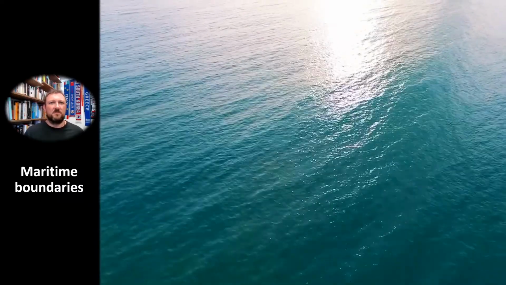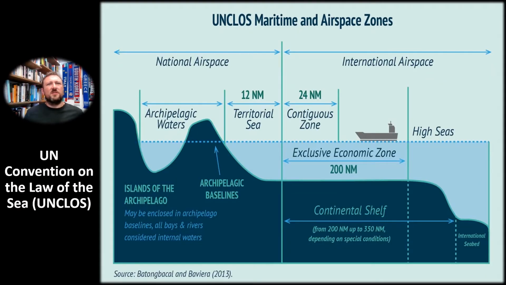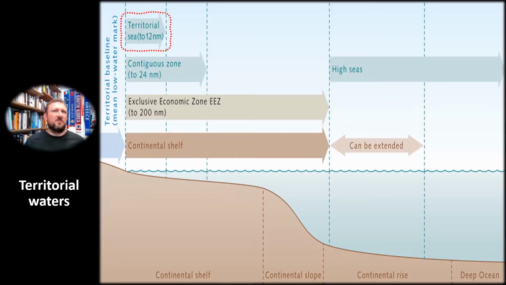Oceanic territorial claims are governed by an international treaty called the UN Convention on the Law of the Sea, or UNCLOS for short. Under UNCLOS, there's 4 different levels of sovereignty that states can exercise over their adjacent seas. The first 12 nautical miles from the coastline are a state's territorial waters, in which it can exercise full sovereignty, where the state has full control over resource exploitation and where all national laws apply as they would on land.